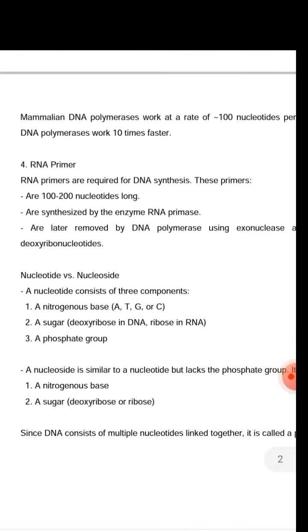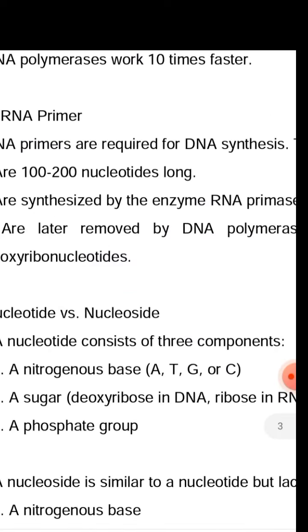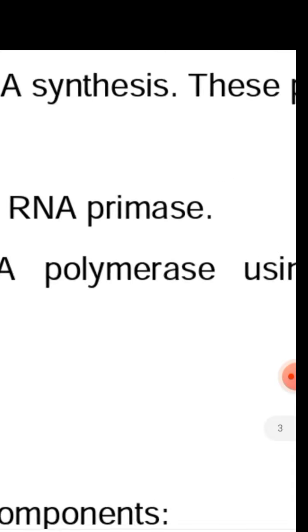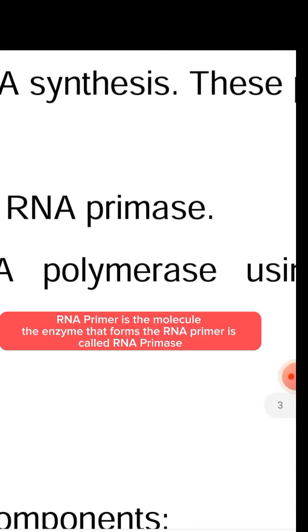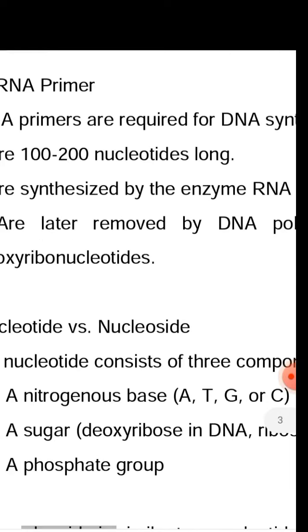Then the RNA primer is the fourth thing you need to take note of in DNA replication. The RNA primers are required for DNA synthesis. They are primers, that means they are short oligonucleotides. They are just around 100 to 200 nucleotides long. They are RNA basically, and they are synthesized by these enzymes. The RNA primer is the name, but RNA primase, you see it's ending with ASE, is the name of the enzyme that will synthesize this primer.